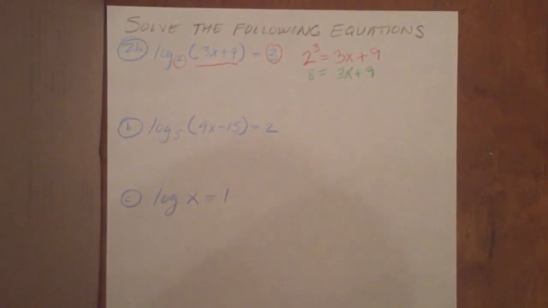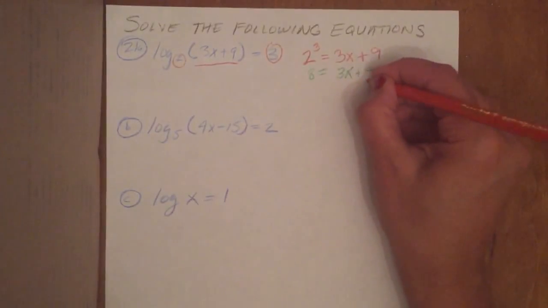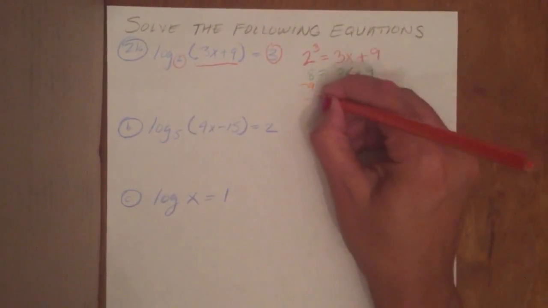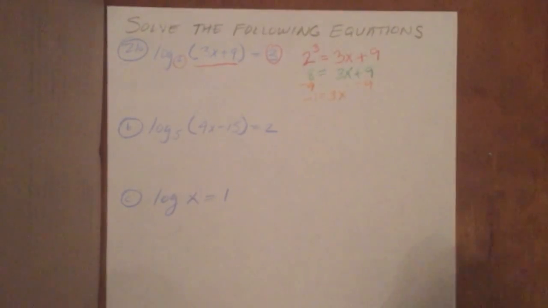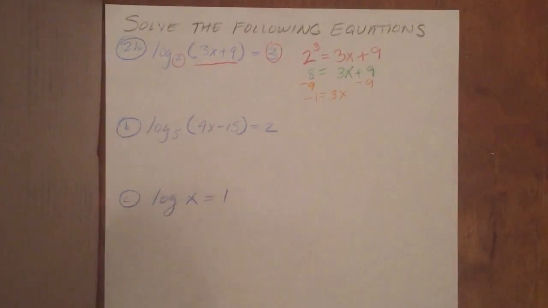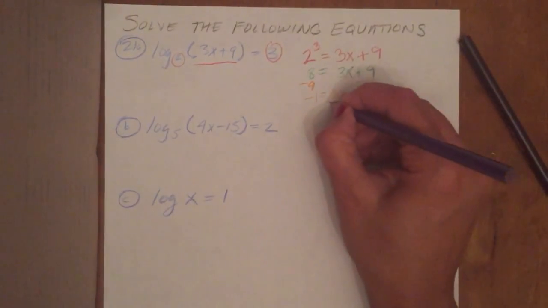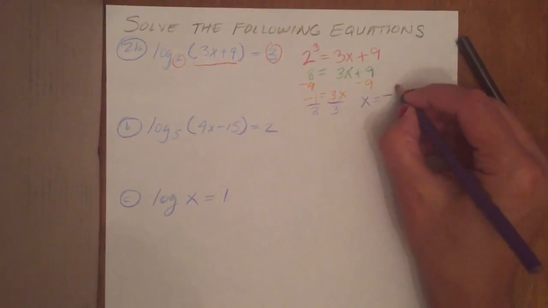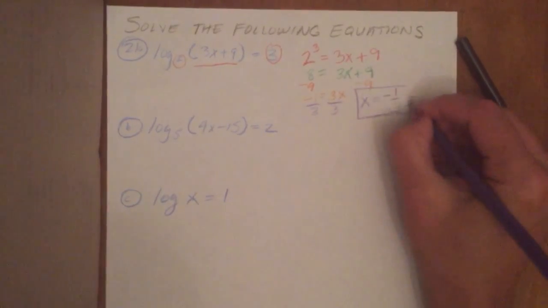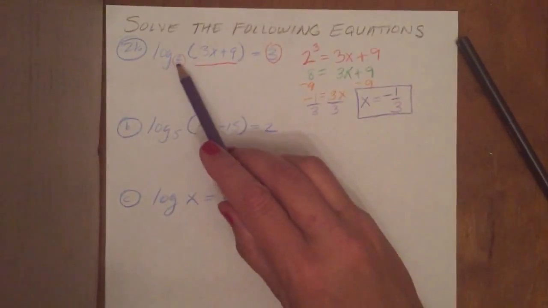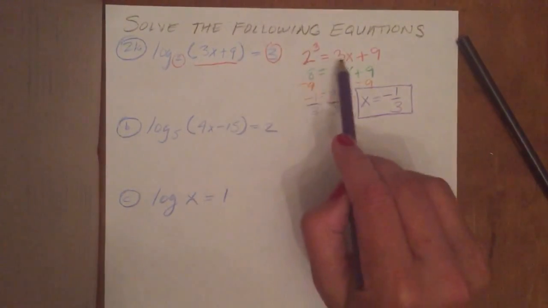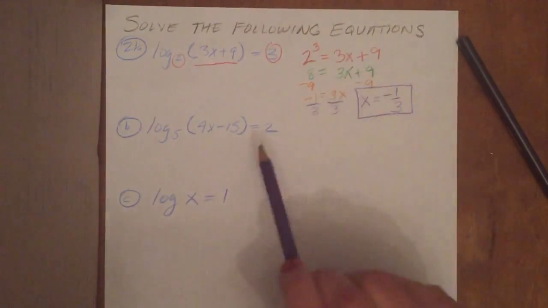My next step would be to move the 9 over. I'm going to subtract it over here. So I get negative 1 equals 3x. And then my last step would be to divide both sides by 3. So x actually equals negative 1/3. And you're done. Again, I converted base to exponent equals argument. 2 to the third equals 3x plus 9. Then I just solve for x.